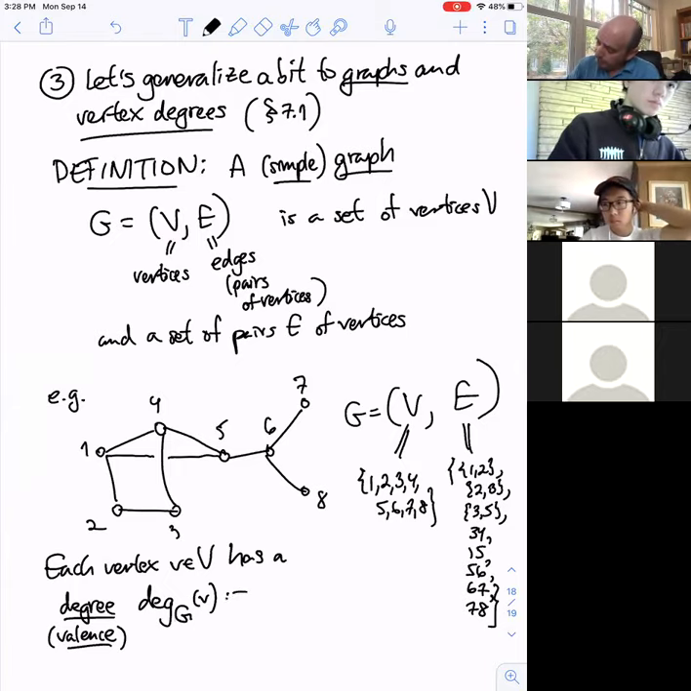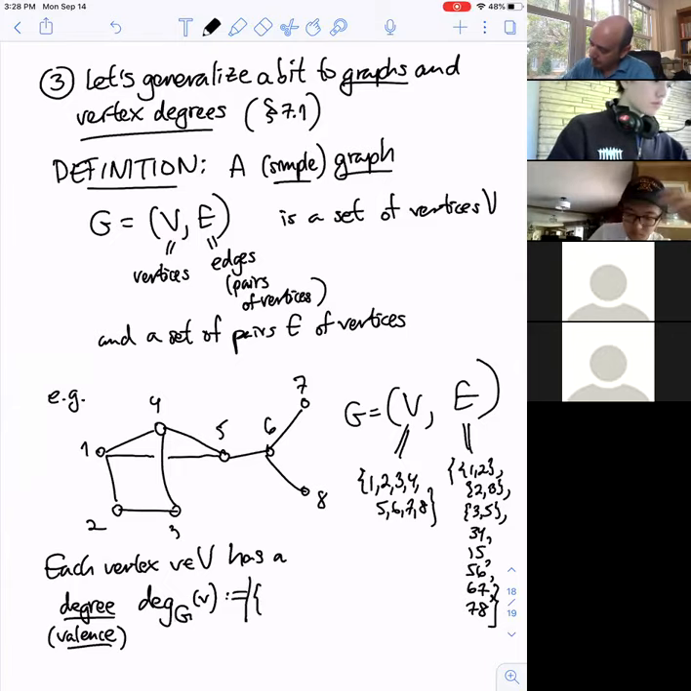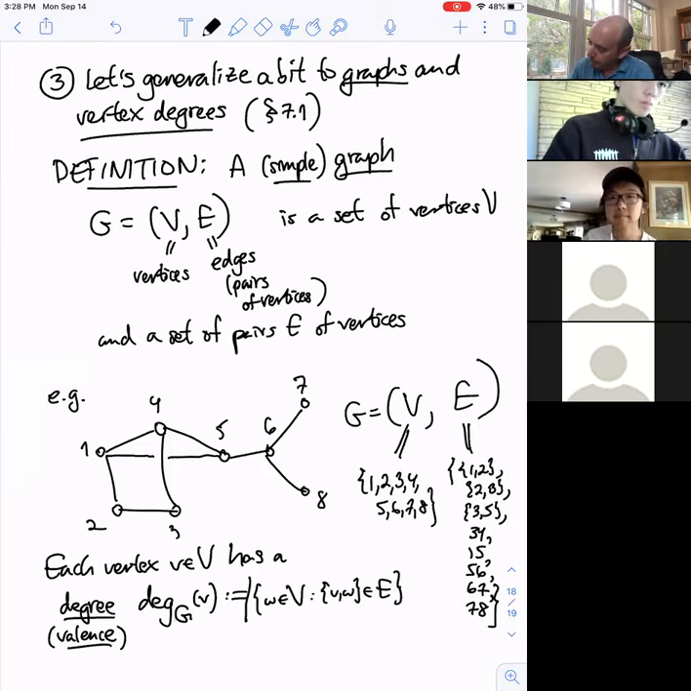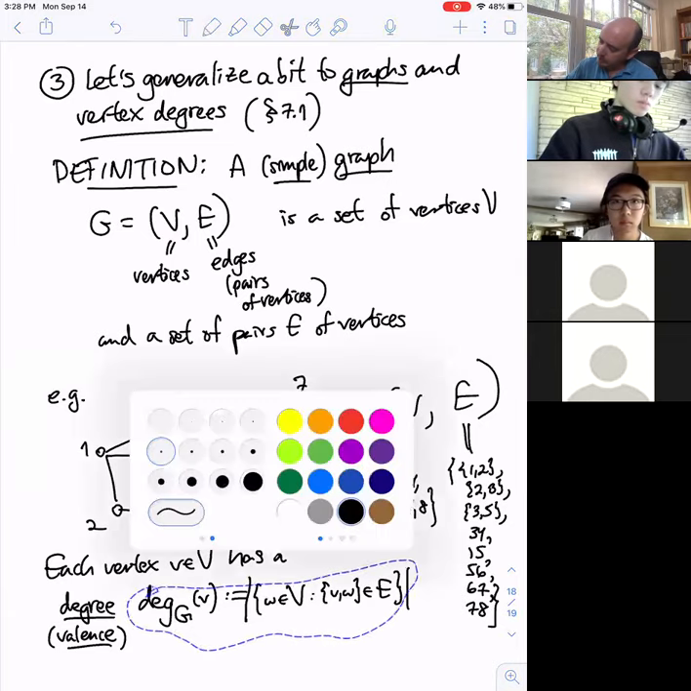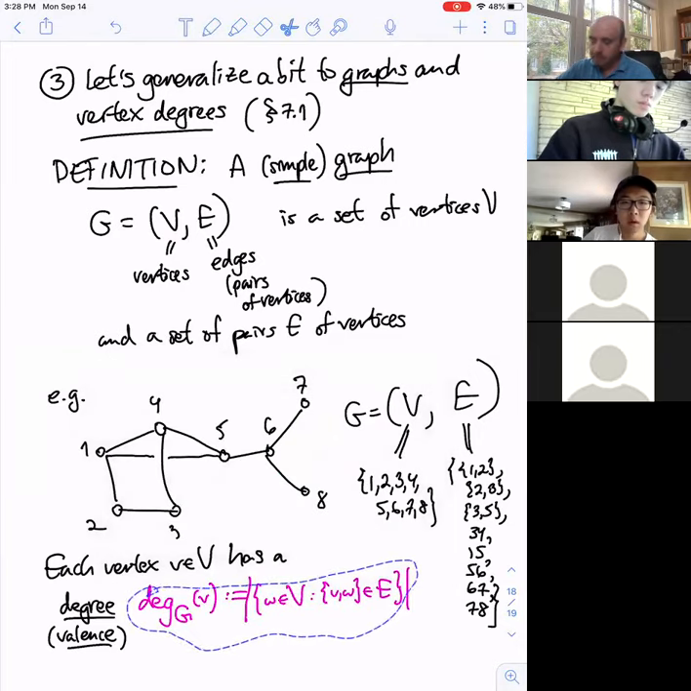The degree is defined to be just the number of vertices. Whoops, I missed a cardinality. Okay, so it's the cardinality of a certain set. It's the number of other vertices w in V such that you have an edge from v to w, so the pair v, w is in E. Okay, so let me make that thing colored and actually write down some of these vertex degrees here. So I'm going to label each of the vertices here in pink, with its degree.